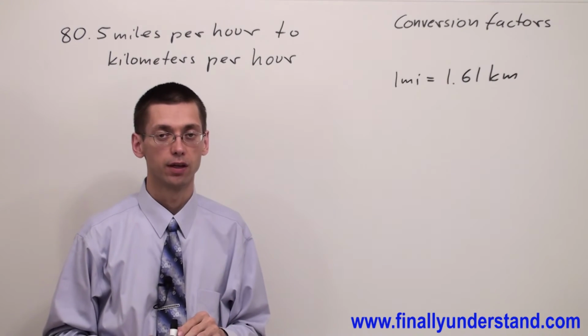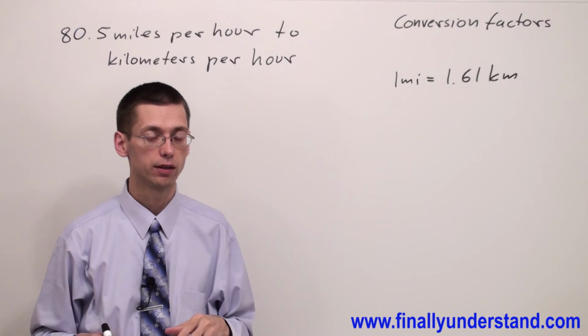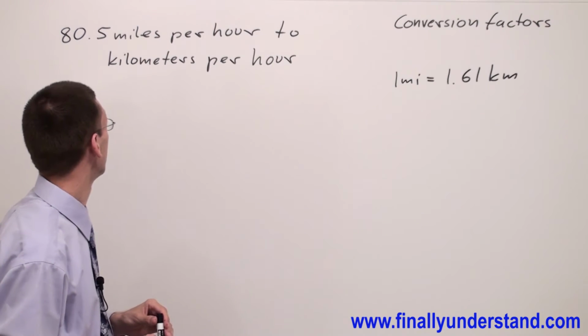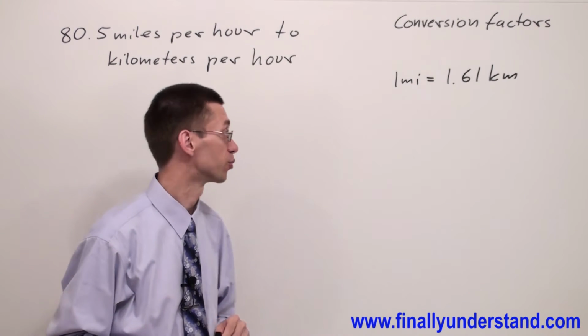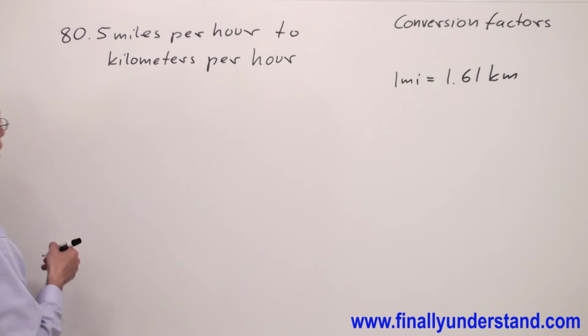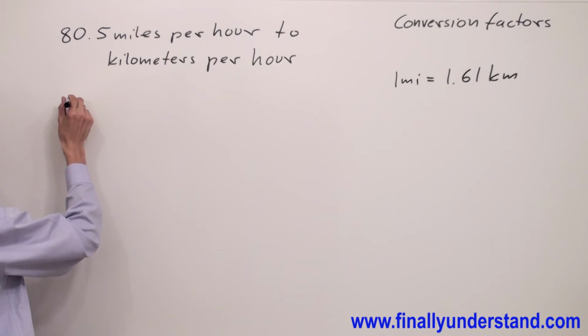80.5 miles per hour to kilometers per hour. Let's say we write 80.5 miles per hour and we want to convert this to kilometers per hour. This is the way it's supposed to be done. Let me show you.